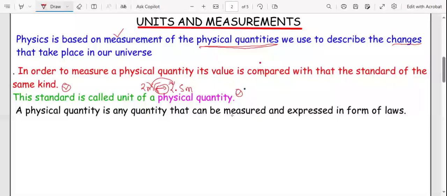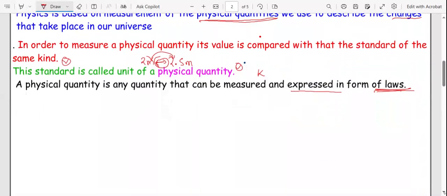All right. So we'll be standardizing based on the units. For example, temperature we standardize with the kelvins. Then a physical quantity is anything that can be measured and expressed in the form of a law. Sometimes by this I mean in the form of a formula. So a physical quantity, in short, is something that can be measured. For example, temperature, height, area, density. Anything that can be measured is called a physical quantity.